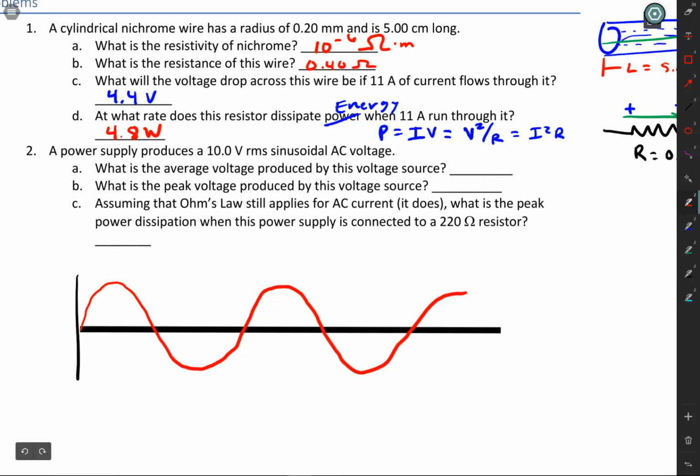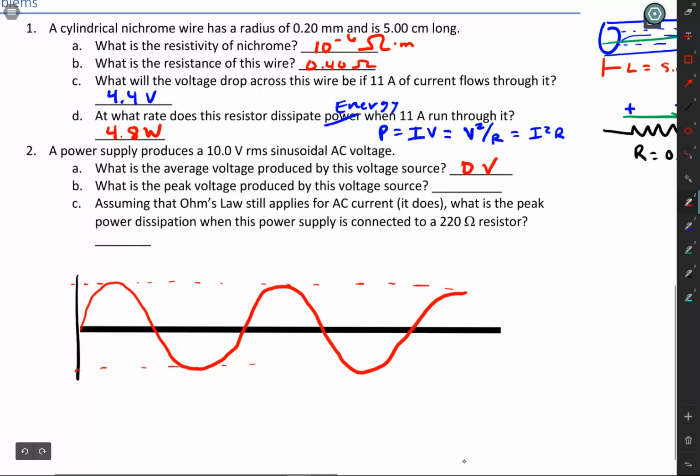And we are asked, number one, what's the average voltage? Now, if you look at this, what's the average of that red line? It's 0. That's why we don't talk about the average voltage for an AC power supply. But then we have, what is the peak voltage produced by this voltage source? So what's this voltage here?